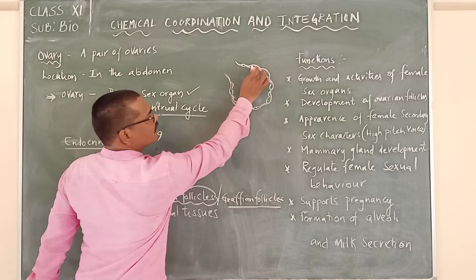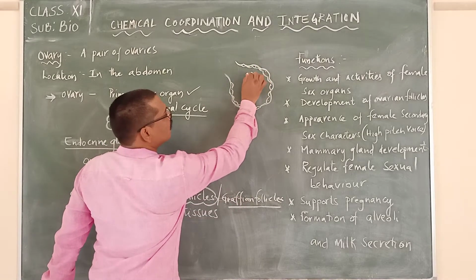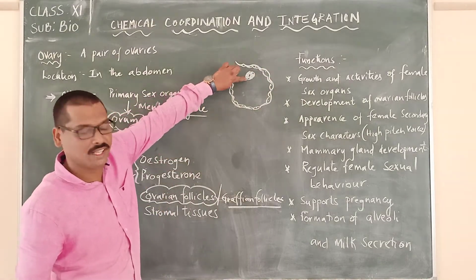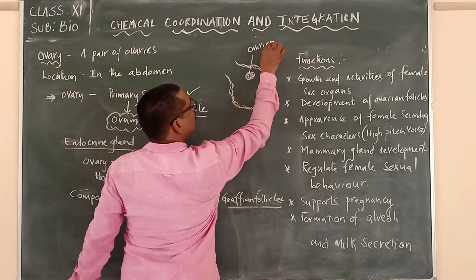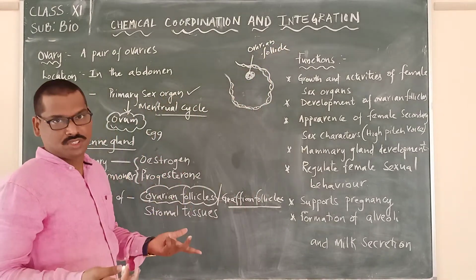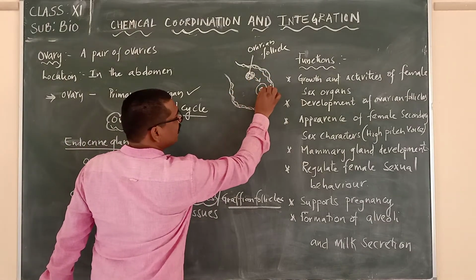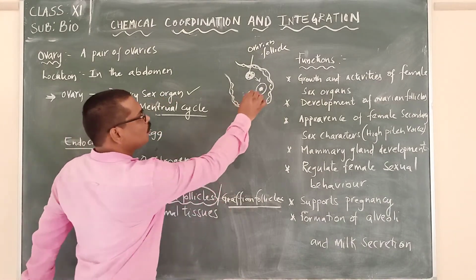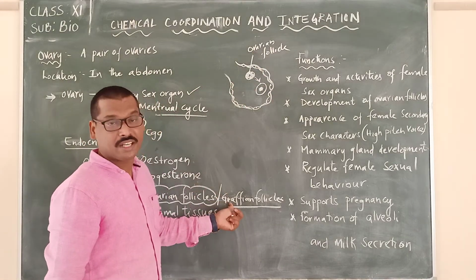Let us take one germinal epithelium cell. It divides, and here is one structure which we call the ovarian follicle. This ovarian follicle develops, and at the center it carries the egg, that is, the ovum. So the egg is present in the ovarian follicle, otherwise called the Graafian follicle.